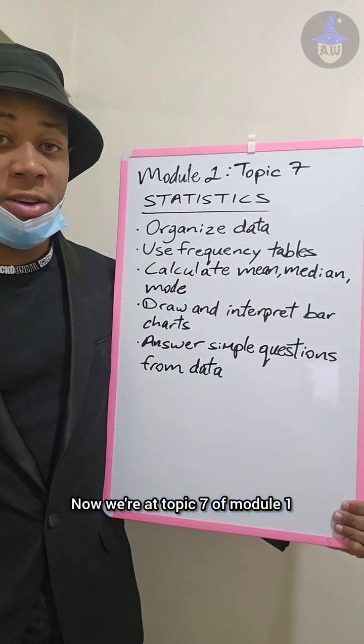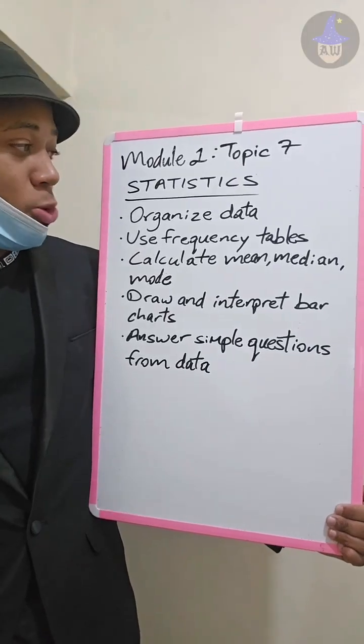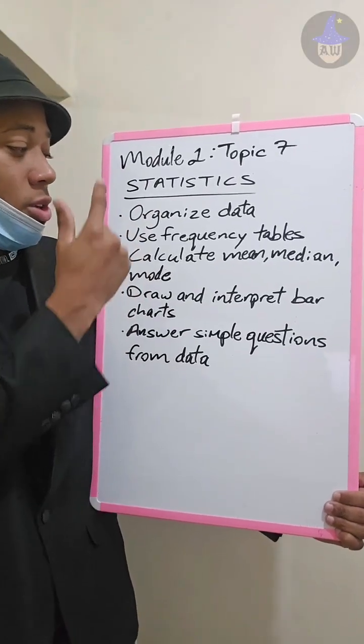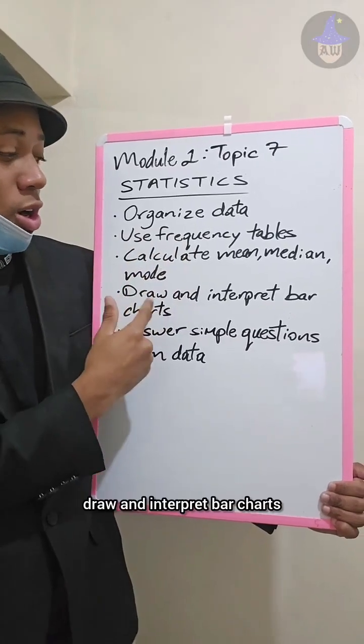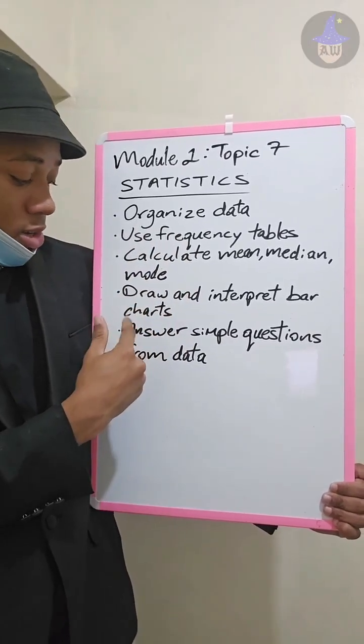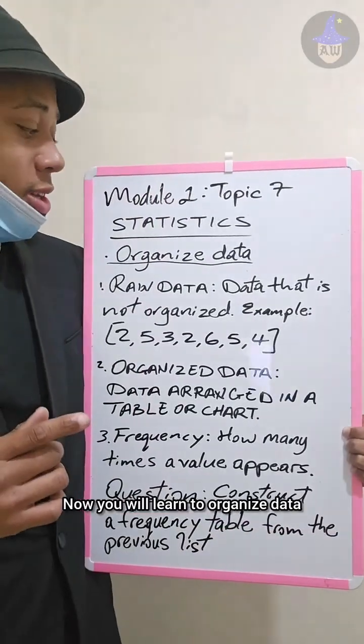We're at topic 7 of module 1, CSEC Math Syllabus Statistics. At the end of this topic, you should be able to organize data, use frequency tables, calculate mean, median, mode, draw and interpret bar charts, answer simple questions from data. Now you will learn to organize data.